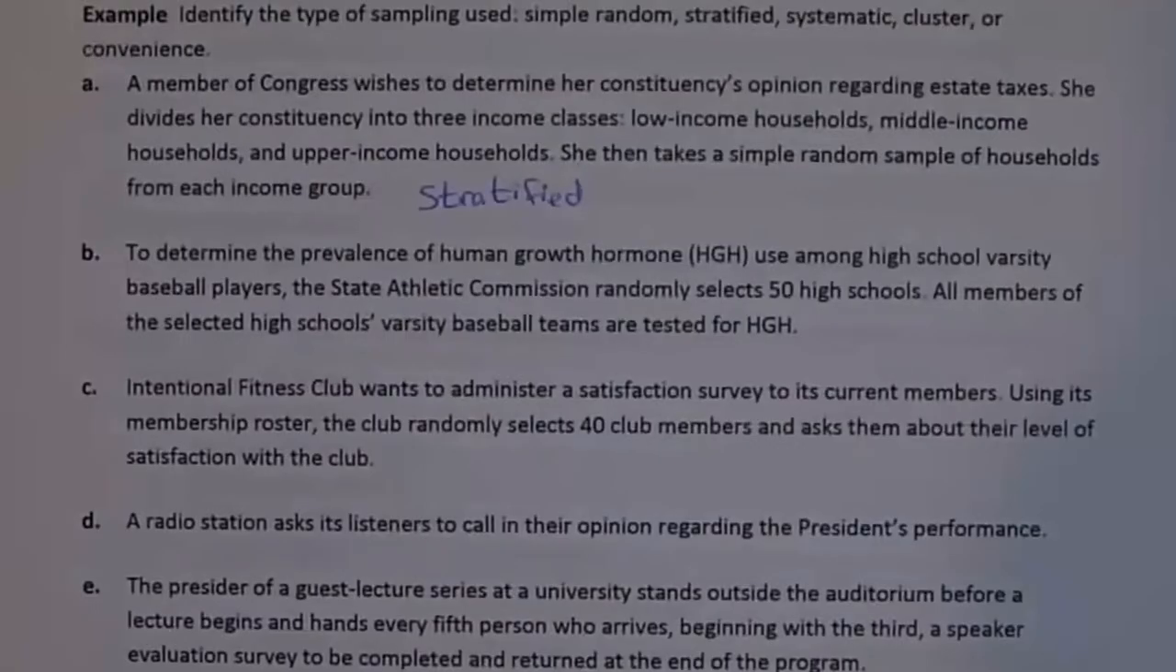This is stratified. The congressperson divides by income. So the groups are homogeneous, they're similar, and then she's randomly picking some individuals from each group. So that makes it a stratified sample.